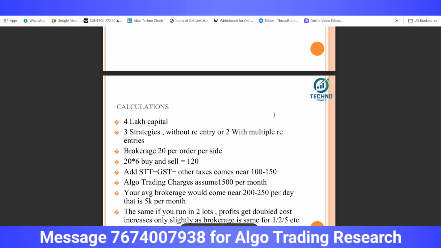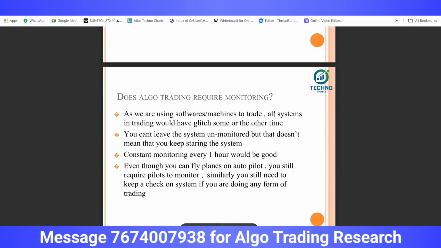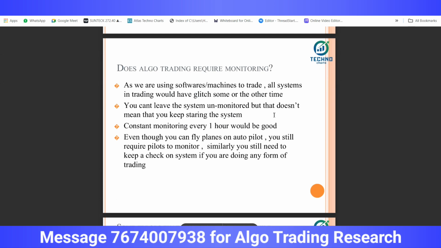Otherwise, you can use zero brokerage accounts like Finvasia, Kotak Neo, Flat Trade. There are a lot of brokerages that can help you to save your brokerage cost in this scenario. Now, option buying करना है आपको.